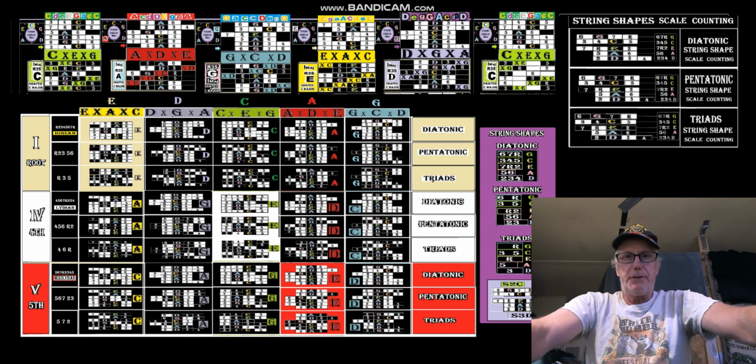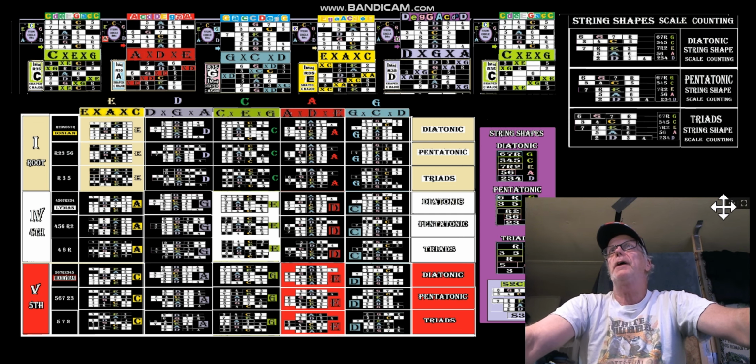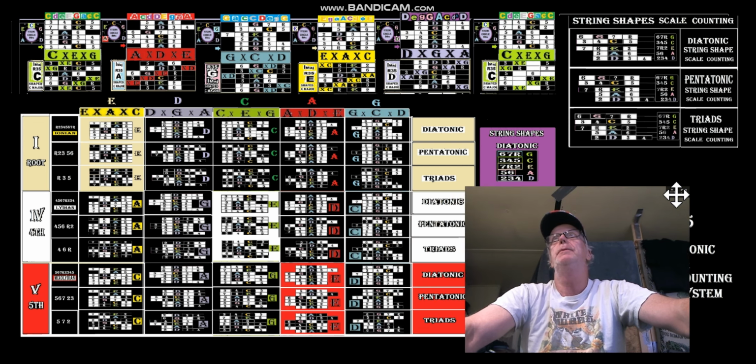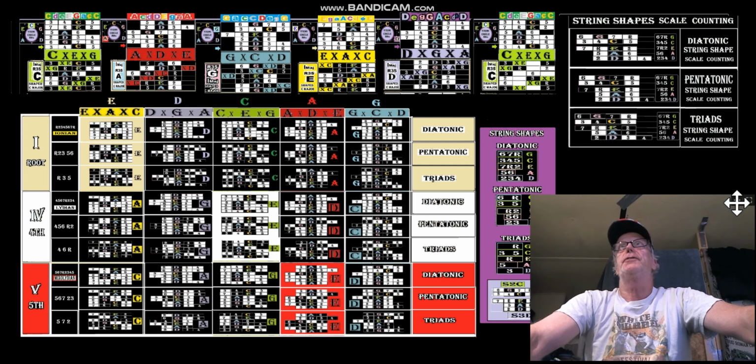Hey everybody, it's Andy's Free Guitar Chart Videos here, and we're going to be looking at a really important chart today that I made for guitar. And let's move me out of the way for a second. I have chart 245. That's Diatonic, Pentatonic, and Triad string shape scale counting for the CAGED system, and everything else that goes with it.